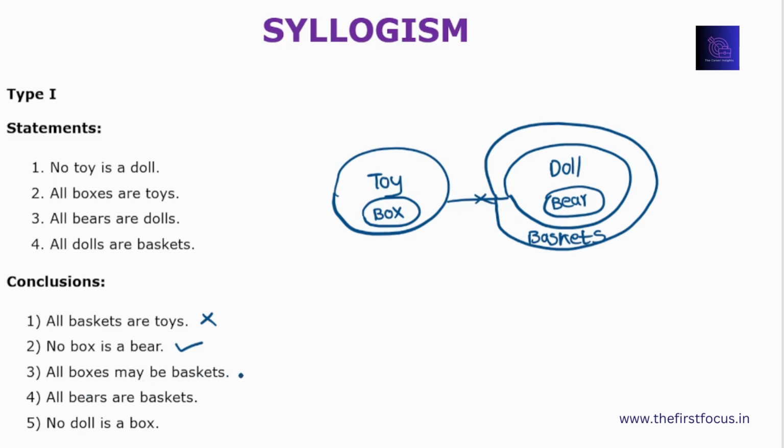All boxes may be baskets. Is there any relation between box and baskets? No, there is no relation between box and baskets. So if possibility is asked for an unknown relation, this is true. All beers are baskets. All beers are within baskets. This conclusion is true. No doll is a box. Is it true or false? Yes, the box is within toy. The toy is not in relation with doll. So no doll is a box is also true.